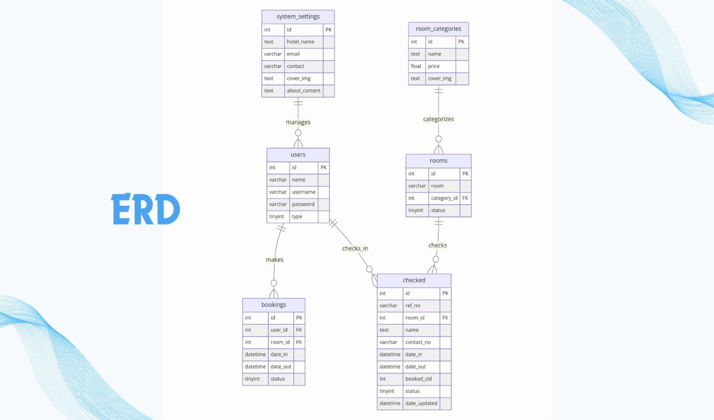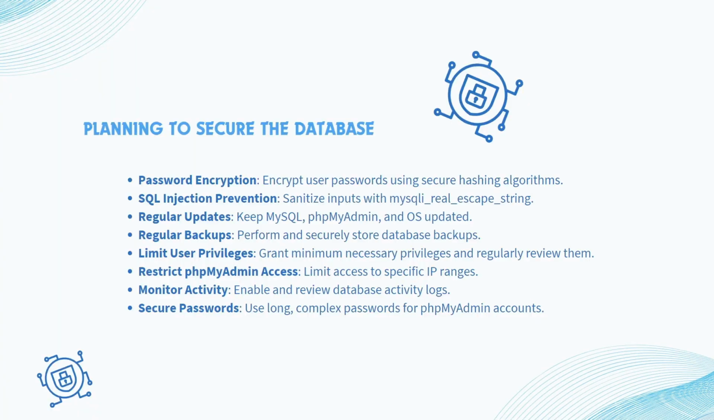The connections between these entities represent how they interact with each other, such as users making bookings, rooms being categorized, and system settings managing users. So this ERD provides a clear and organized view of our database structure, ensuring data integrity and efficient management. Finally, let's discuss our plan to secure the database.